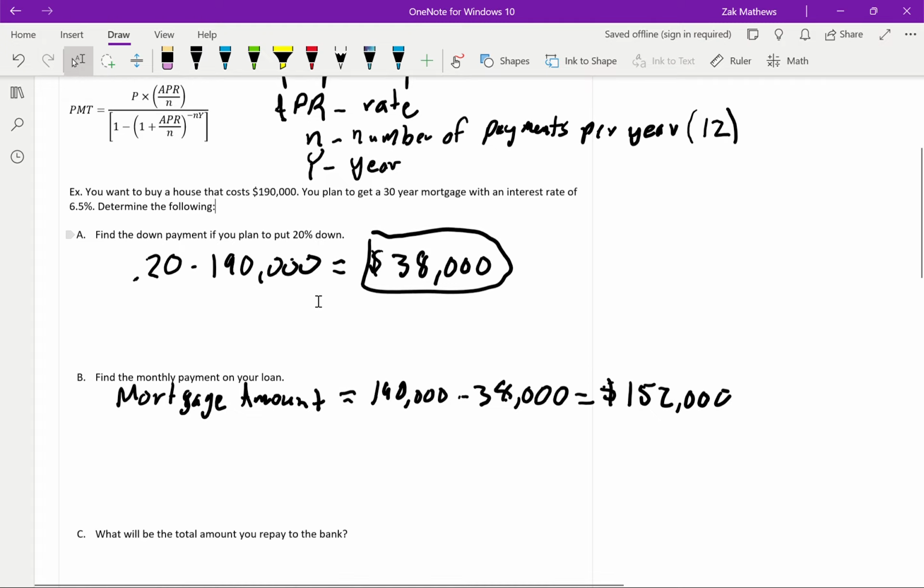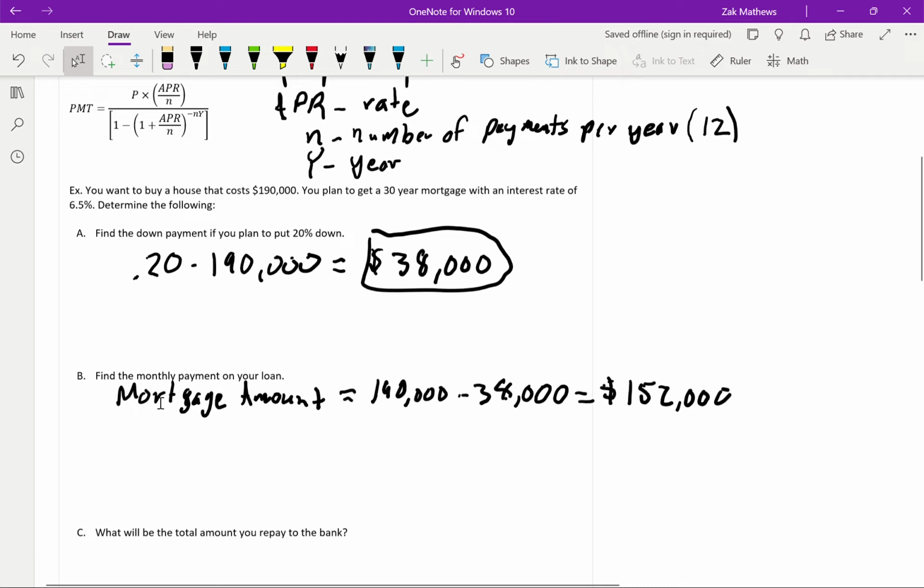Let's keep going with this problem, letter B though. We want to find the monthly payment on the loan. So we know that the loan is actually going to be for $152,000. That is going to be equivalent to our P. So now we're going to come up here to our payment formula. We're going to calculate our payment. So 152,000 is our P.